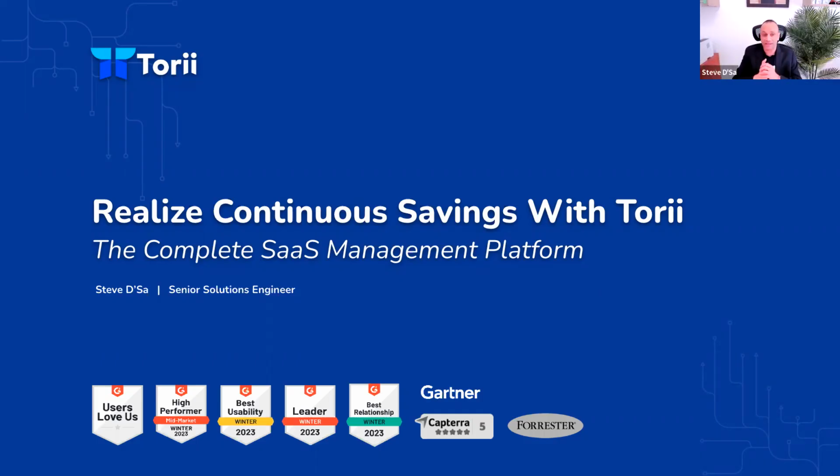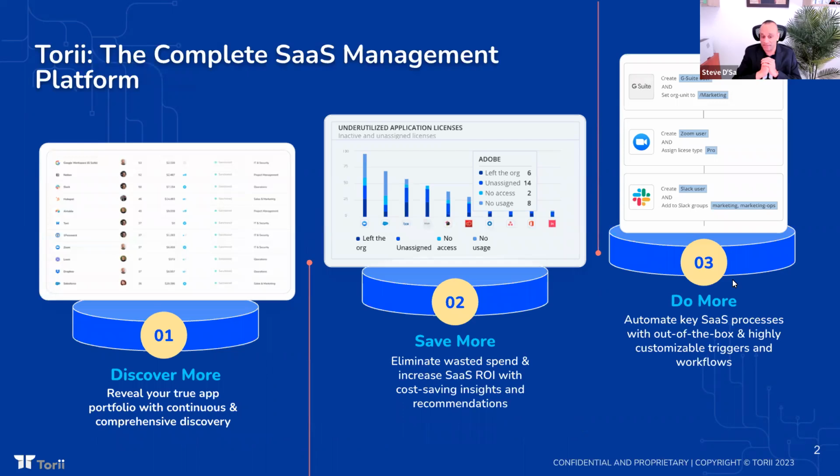So today we're going to be talking about cost savings, how to realize that continuous cost savings with Torii. Now, the goal of Torii is ultimately to help you realize that continuous cost savings year after year. Most companies are spending 2 to 3 times more than what they really need to for SaaS. And they don't even realize it. By providing complete visibility into your SaaS applications, we're going to help you build an effective SaaS management strategy.